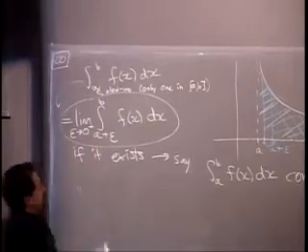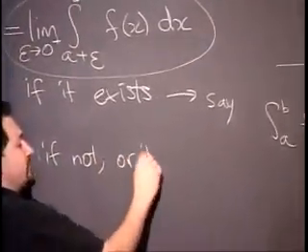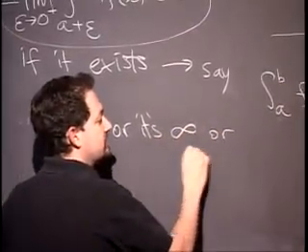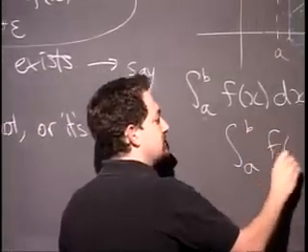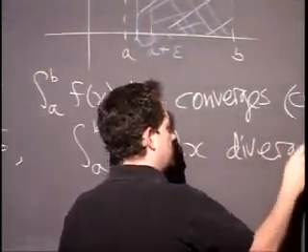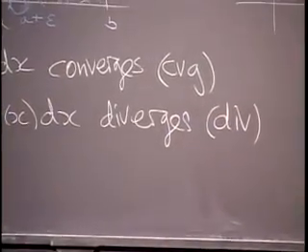If this limit does not exist, if not, or it's infinity, or minus infinity, then we say that the integral diverges. And I'll often just write div for that. So those are the possibilities.